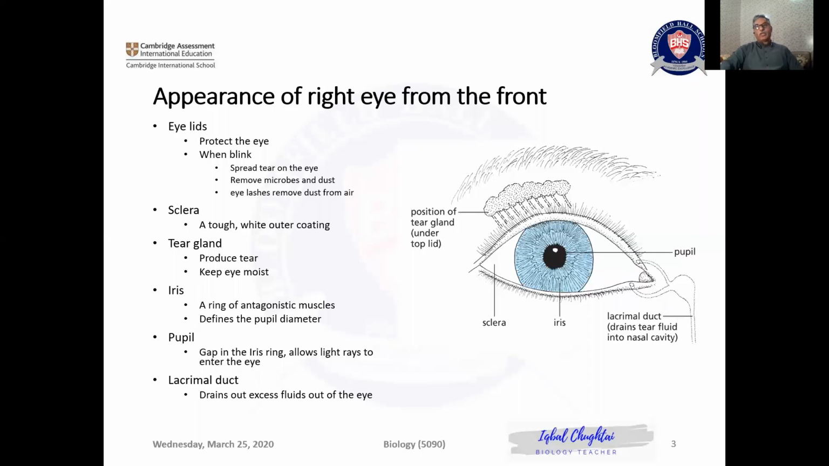When we look at the structure of the eye, this is the front part of the eye, and you can see the eyebrows and the eyelashes. These are hair-like structures, and they filter the air to remove any dust particles or pollen grains present in the air that come in contact with the eye.